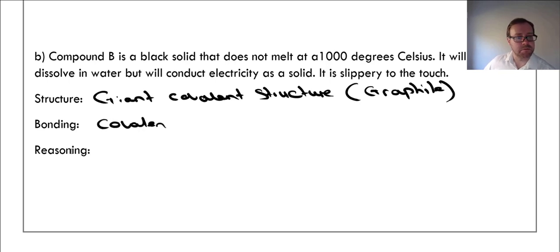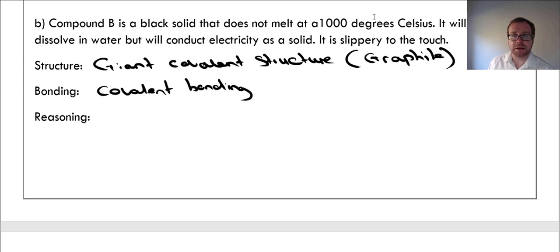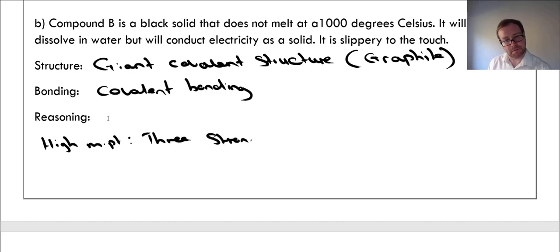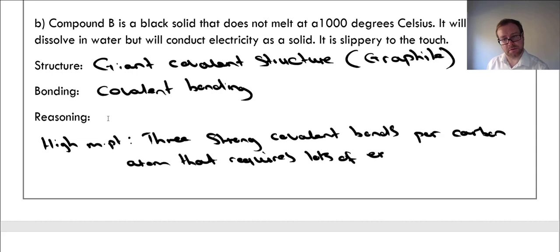So that means I have covalent bonding, and I need to describe these properties. So how do I describe these properties? It's a black solid with a high melting point. Right, so it's a high melting point because it has 3 strong covalent bonds per carbon atom that requires lots of energy to overcome or break.